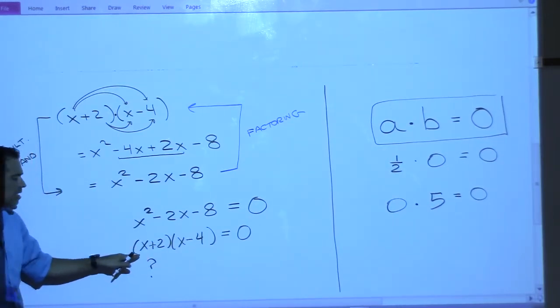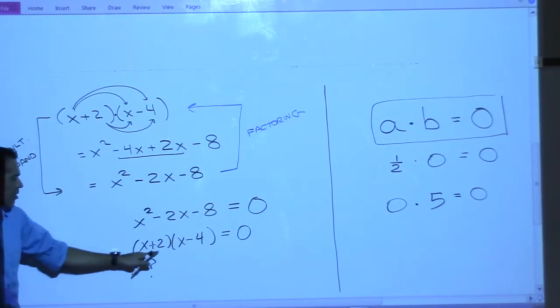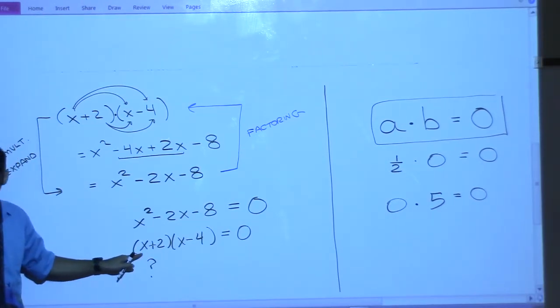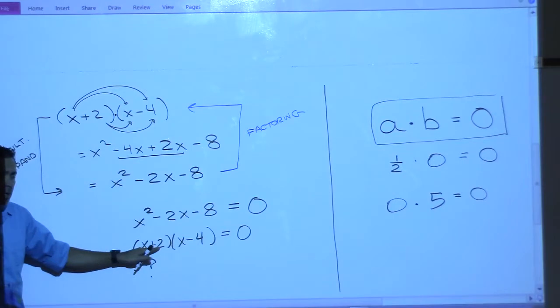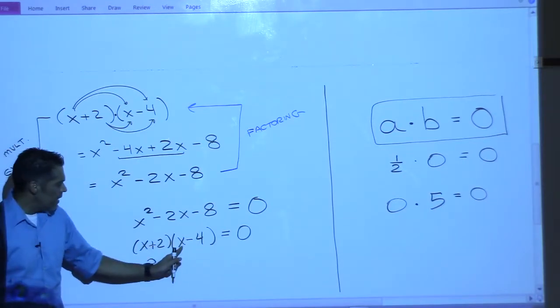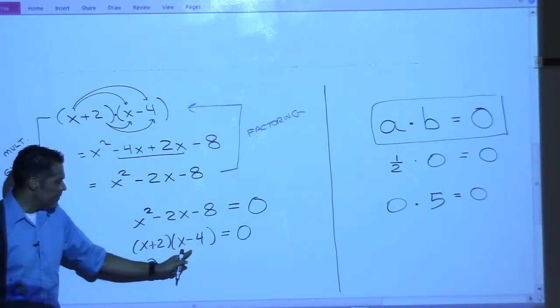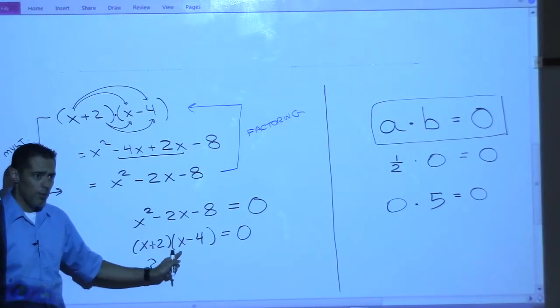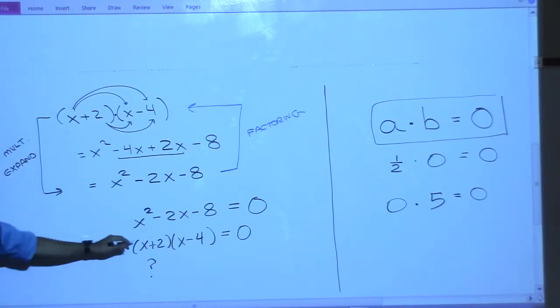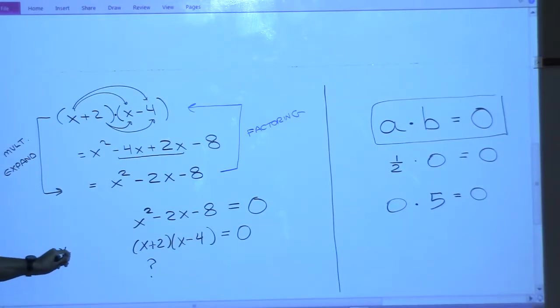Can you just look at that and tell me what x would have to be to make this whole thing 0? -2, right? If that's -2. And then here, if x is what would make this 0? 4, right? If x is 4, 4 minus 4 is 0. So if we can get it to this point right here, then we know right now that -2 and +4 would be our solutions, would be our answers. Make sense?